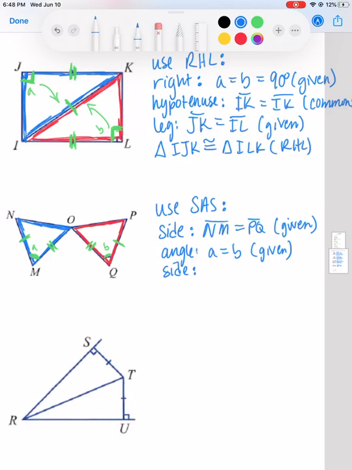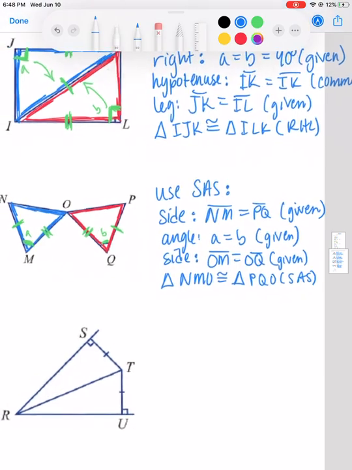The next side correspondence, the last one, is going to be OM equals OQ, and that was also given. So we're lucky that all three of those were given to us. Because we did side angle side, a valid congruence test, we know that those triangles are congruent. So triangle NMO is congruent to triangle PQO by side angle side. Okay.